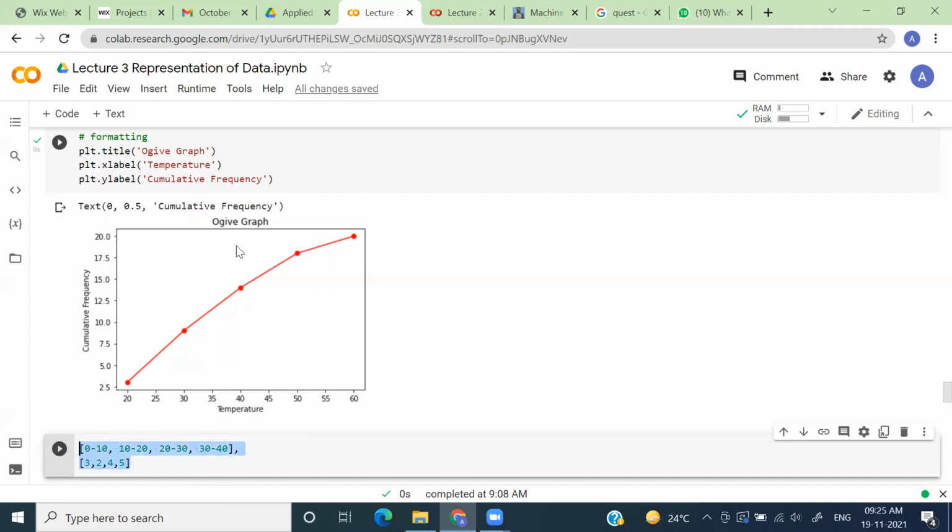Now you want to plot this ogive. How would you do that? First of all, 0 to 10, what is the frequency? 3, right? After that, 10 to 20, what is the frequency? 2. But what you will plot is 5, 3 plus 2. After that, 20 to 30, what is the frequency? 4. But what you will plot is 4 plus 2 plus 3.